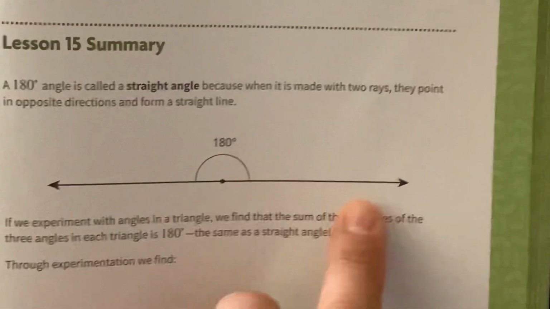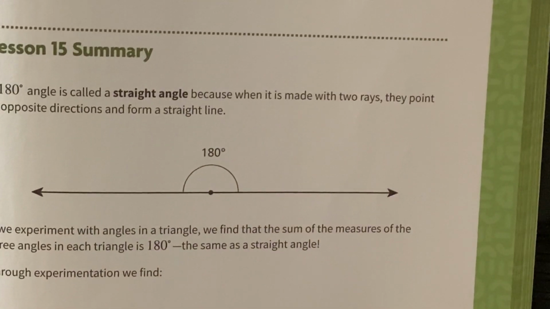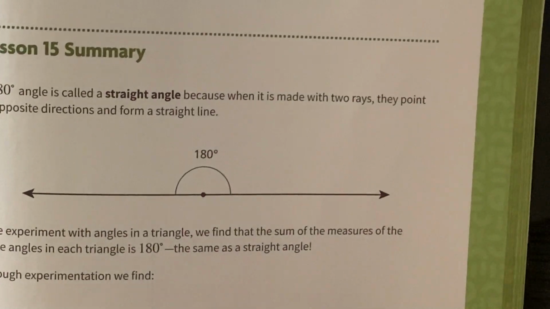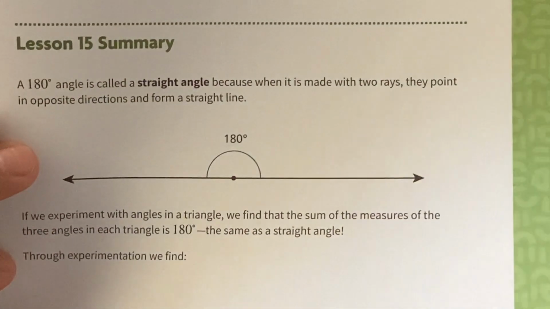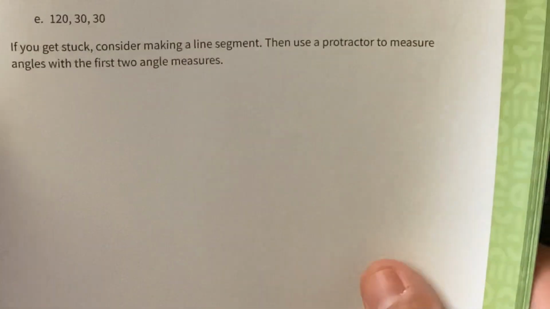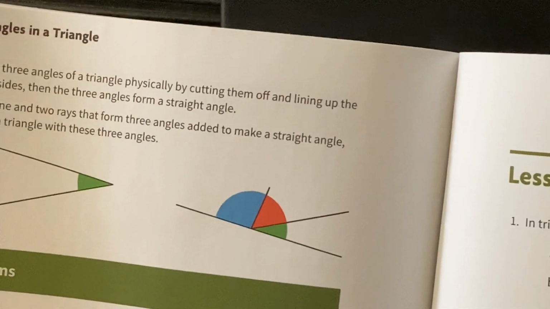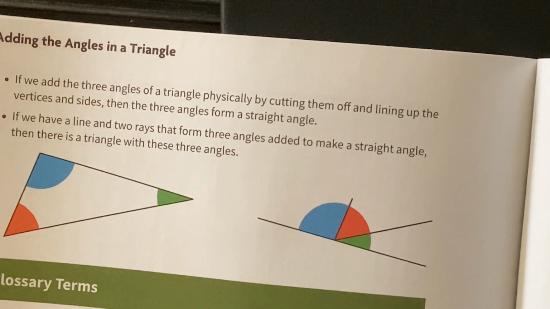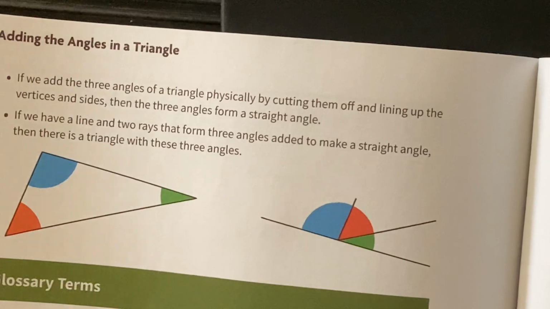It should form a nice straight angle, 180 degrees. A straight line is 180 degrees. If you turn around 180, you're going the opposite direction. So a straight angle means 180 degrees if you see that. And again, here's a visual of what you should have. There's just another example.